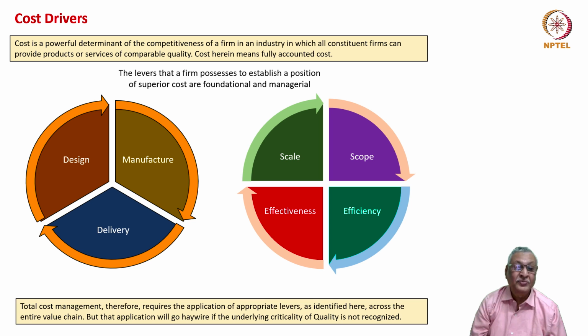Efficiency is nothing but the output input equation. That is, you put in 100 components and you get out 100 products. You are 100% efficient. But you do this, or you produce these products, when the market doesn't want them, then you are not being effective. You would have been efficient as a process, but you are not effective as a business. So we have to identify and utilize appropriate levers as identified here across the entire value chain. But this application can go haywire also if the underlying criticality of quality is not recognized.